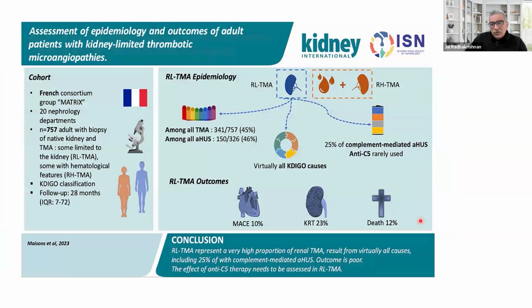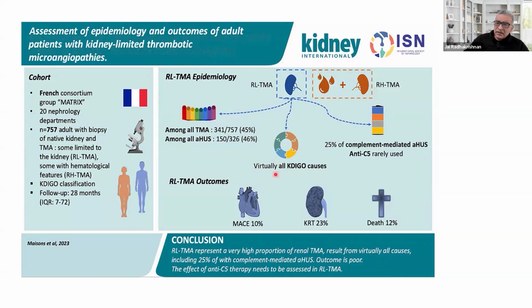And then coming to renal-limited TMA. So this is a biopsy series of over 700 patients who had a kidney biopsy showing TMA. And of this, about half had renal-limited TMA, and the others had the classic hematological and renal TMA. So if you look at the causes, you cannot differentiate. They're all the same underlying causes.